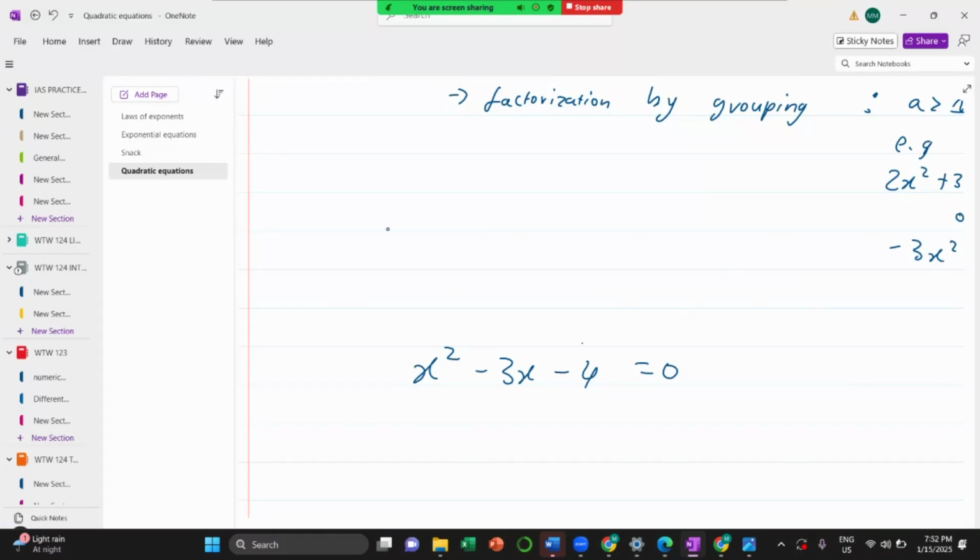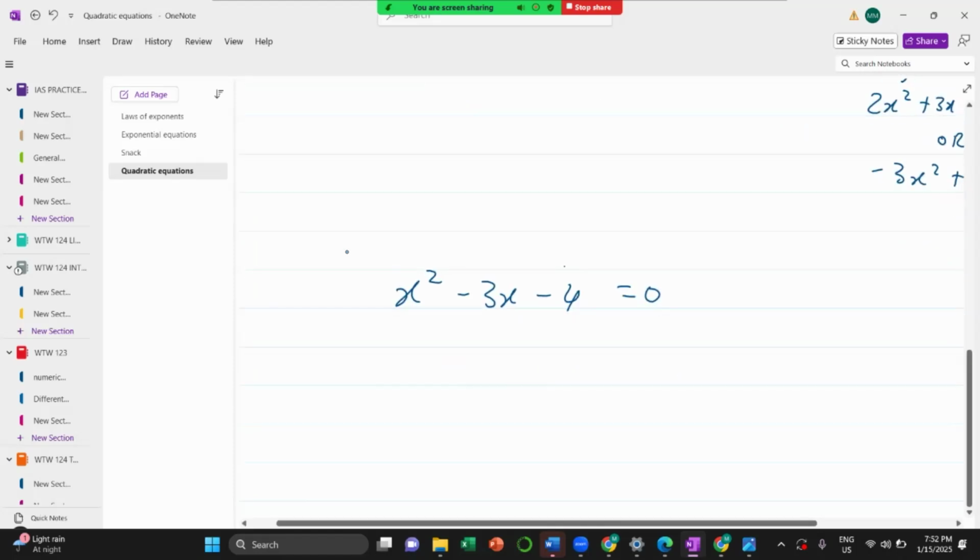Yes, sir. Okay. So now, the value of A is equal to 1. So therefore, this is a normal case of factorization. Are you guys with me? This is a normal case. In the normal case, we are not just going to look at the value of C. So we are going to look at the factors of -4, which when we sum them up, must give us -3.